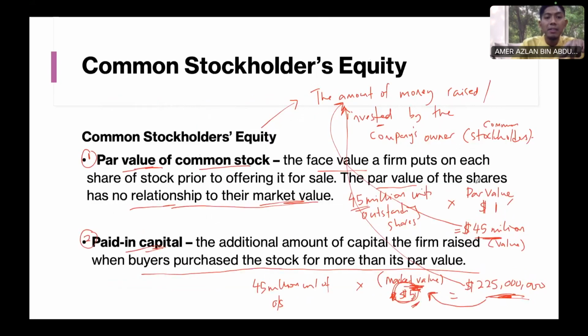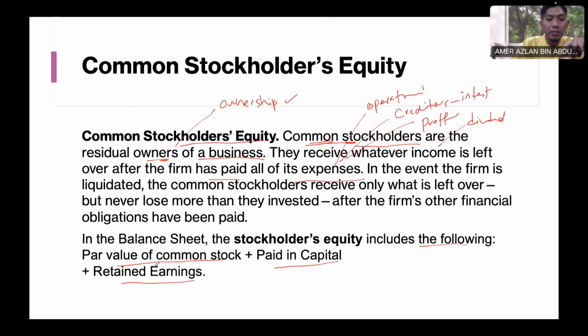Another item in the common stockholders' equity is the retained earnings. As I mentioned earlier, this is the money reinvested in the firm from the previous profits that they get.